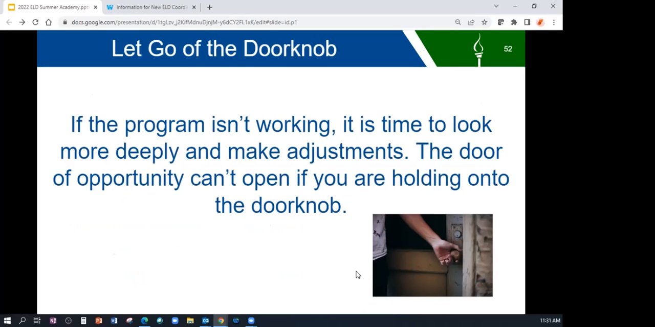And this is one thing that I want to make sure to emphasize, that if your program isn't working, you have to look at it. You have to make adjustments, and don't keep hanging on to the doorknob. You got to let go of the doorknob and open the door to change. And this is a good time to do some changing. If you notice things aren't working, if your students haven't been making progress, let go of that doorknob, open the door, and look at something new.